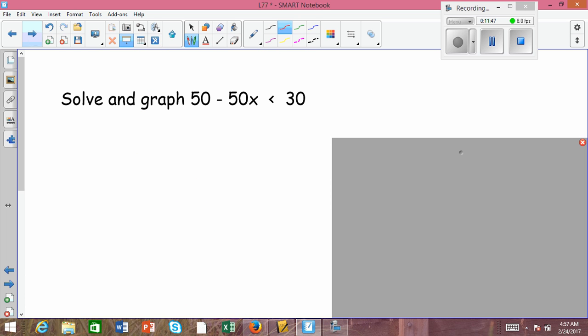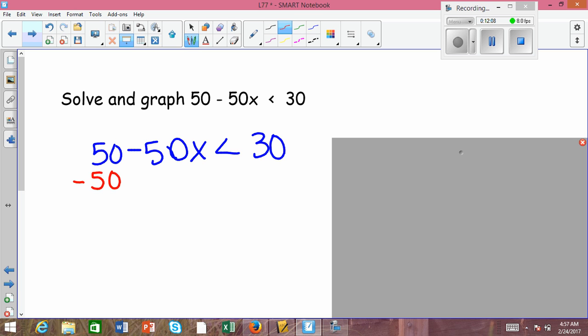Solve and graph 50 minus 50x is less than 30. Okay, here the x is in a different order. May cause a problem to some, not to us. We like challenge.